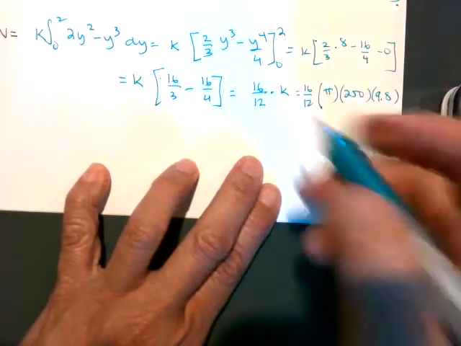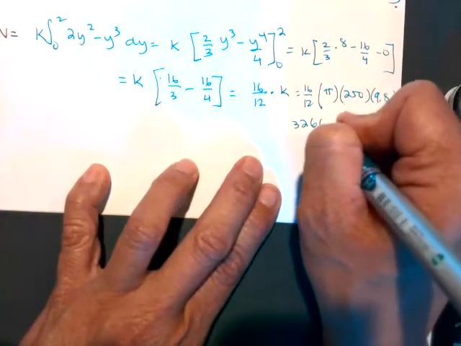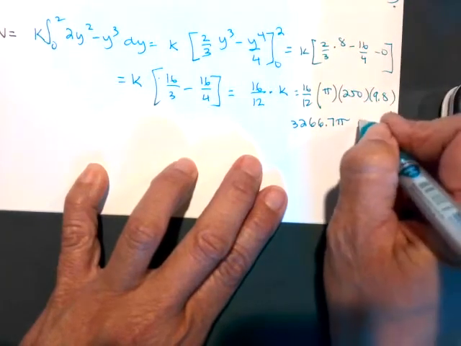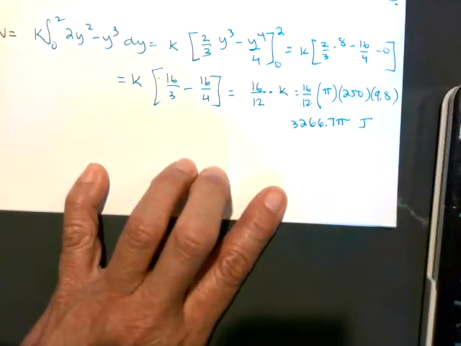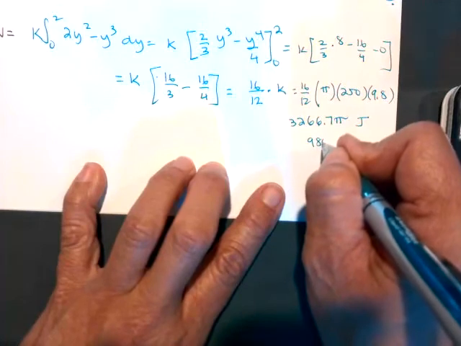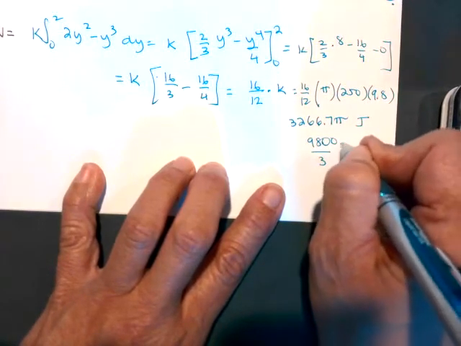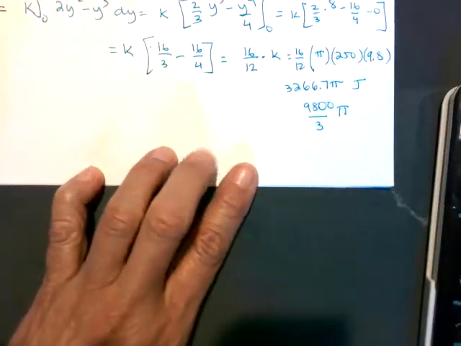So 3266.7 pi joules. For my folks who like the fraction, 9,800 thirds pi, if you wanted to know the exact value.